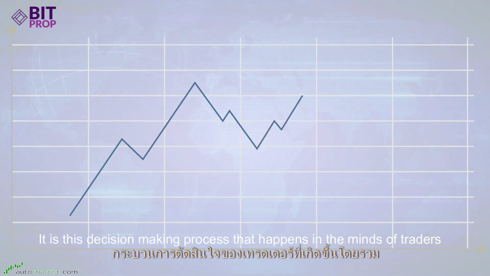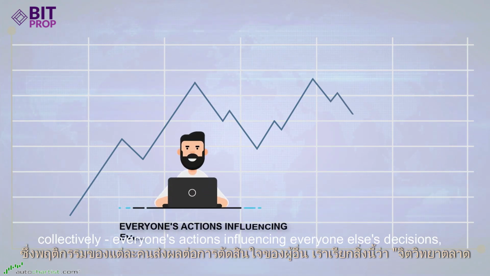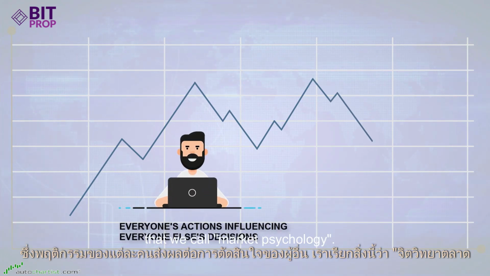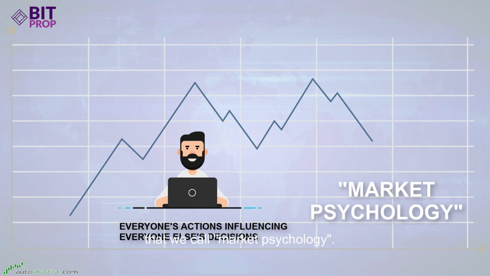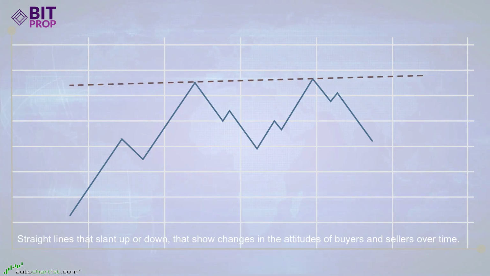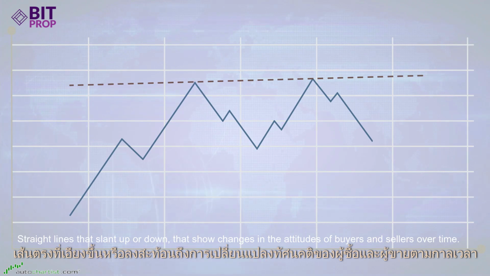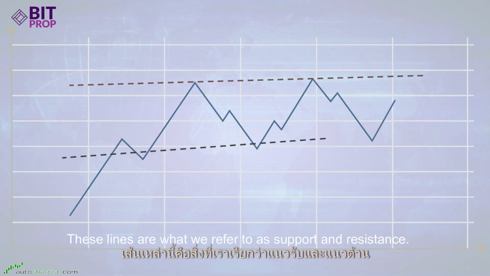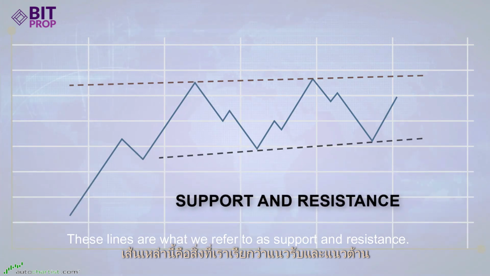It is this decision-making process that happens in the minds of traders collectively, everyone's actions influencing everyone else's decisions, that we call market psychology. Now, these lows and highs in price form imaginary barriers, straight lines that slant up or down, that show changes in the attitude of buyers and sellers over time. These lines are what we refer to as support and resistance.